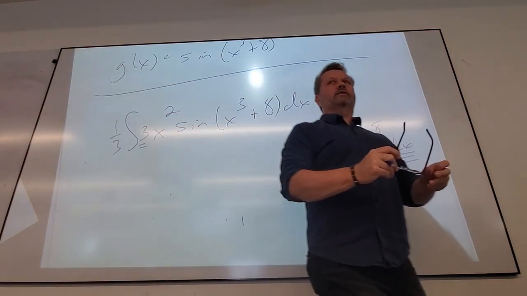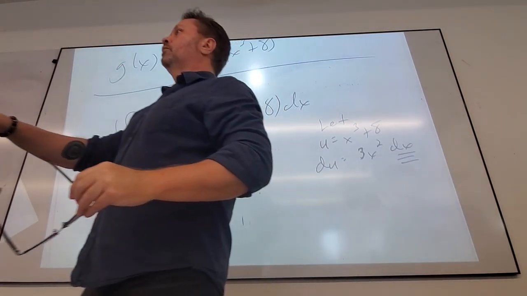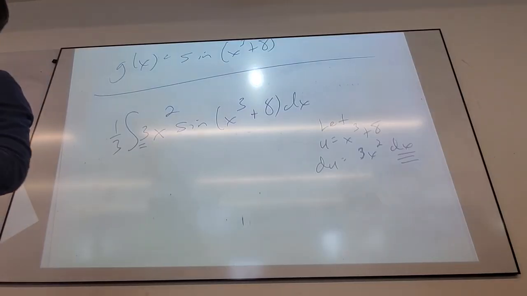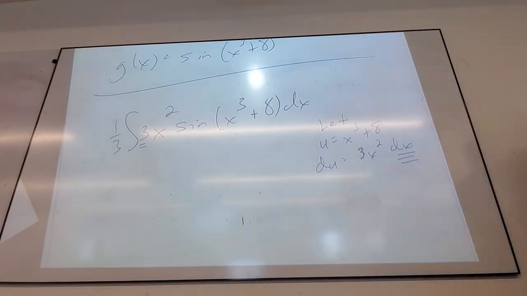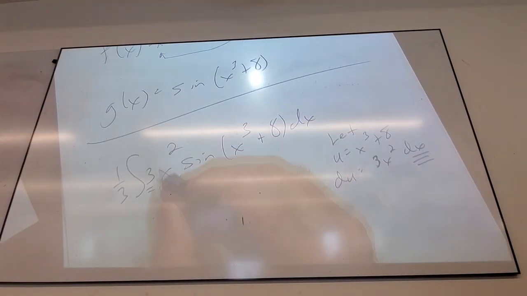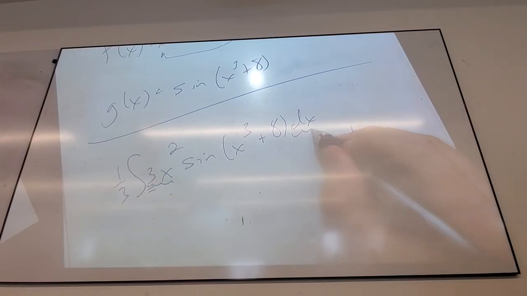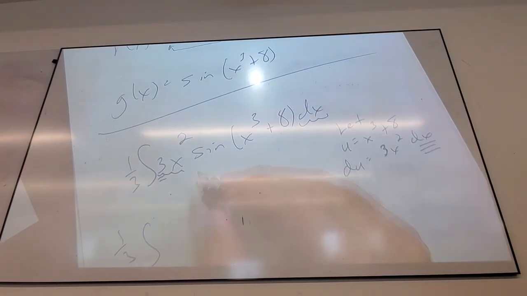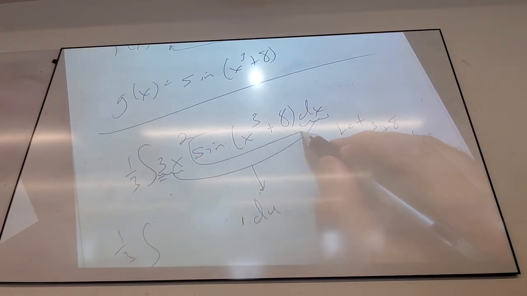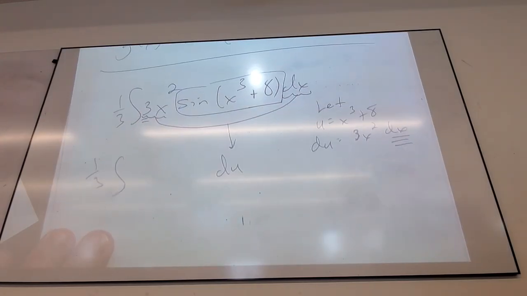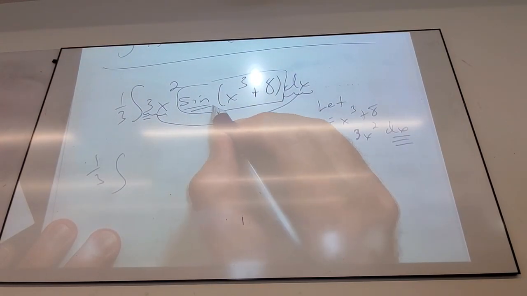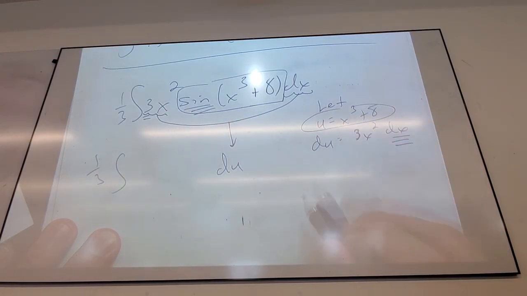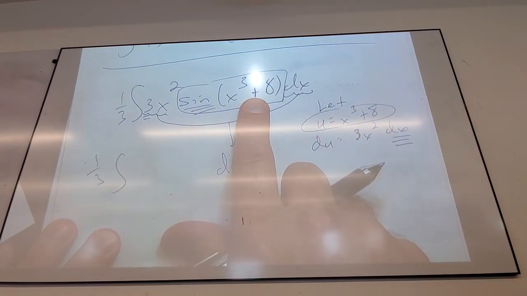Can I rewrite this now in terms of u? Yes. What's 3x squared dx? So 3x squared dx is du. And what does this become? Sine of u. Yes?